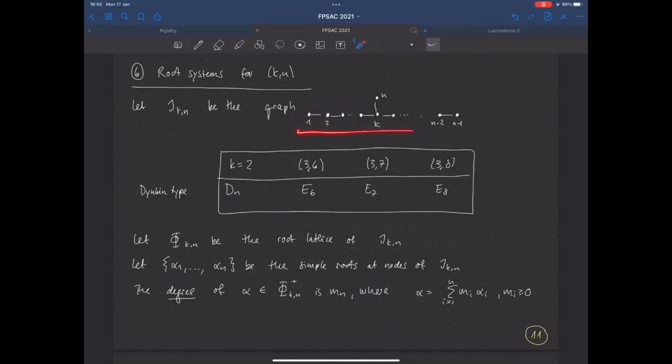Okay, well, we have such a graph. This is a Lie algebra when we are in these finite types, but in general, it just gives us a Kac-Moody root system. Let's consider the simple roots for these nodes, and then we can define the degree of a positive root to be the coefficient at node n. So the degree of alpha is the coefficient at this extra node.